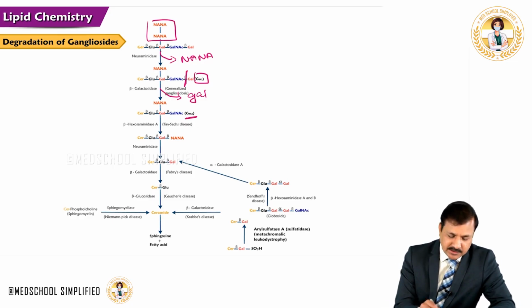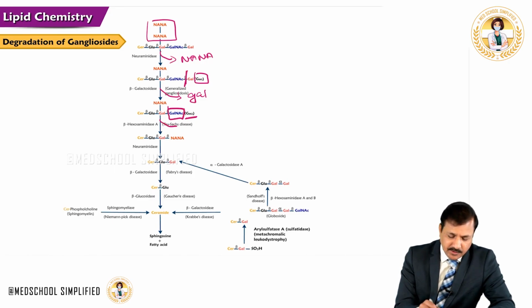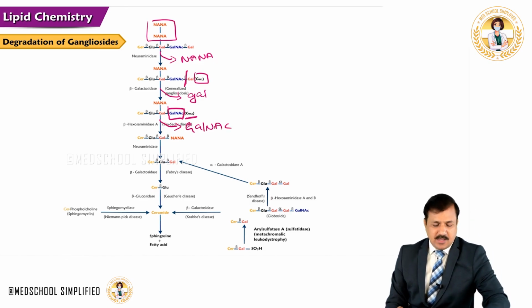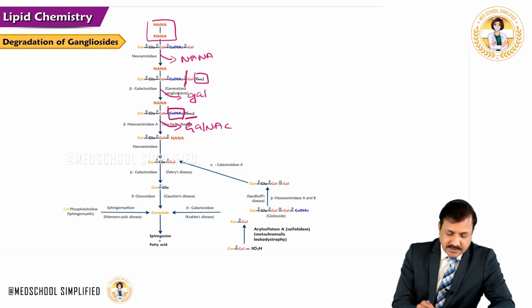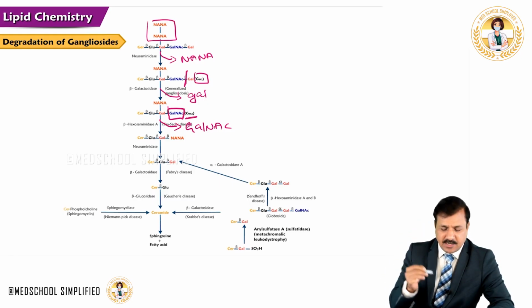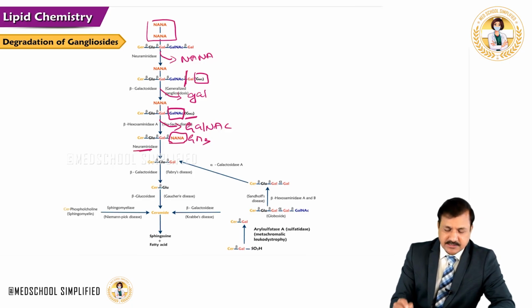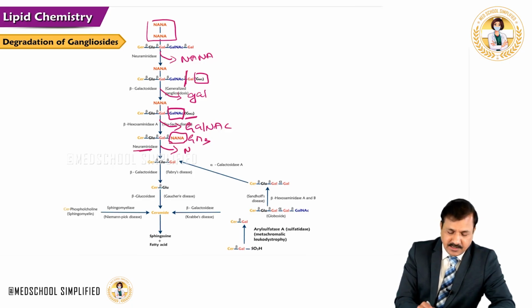In this GM2 ganglioside, the N-acetylgalactosamine which is present here will be removed by beta-hexosaminidase A enzyme. Now what is left over is a GM3 ganglioside. So GM1 is converted to GM2, GM2 is converted to GM3. GM3 ganglioside has an N-acetyl neuraminic acid on this side. So again the neuraminidase enzyme comes and removes that N-acetyl neuraminic acid, that is NANA.